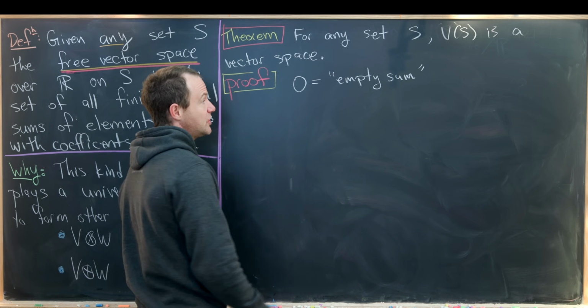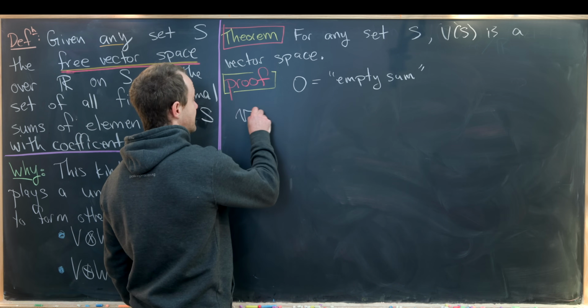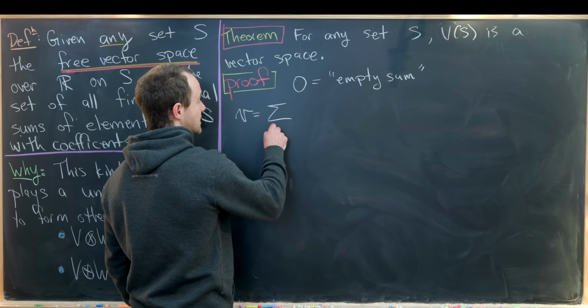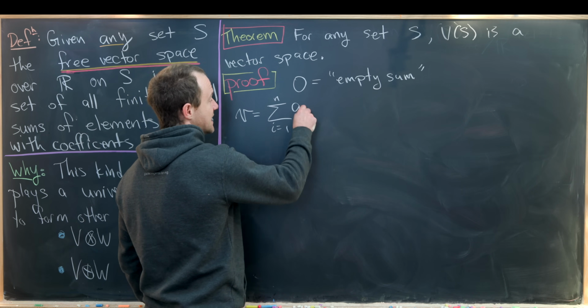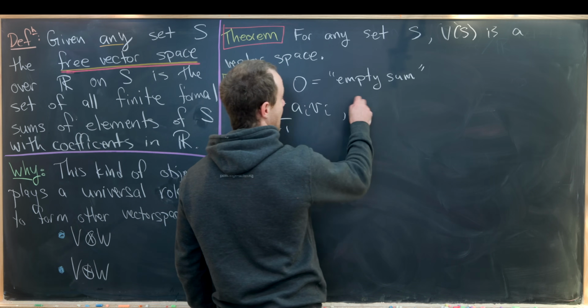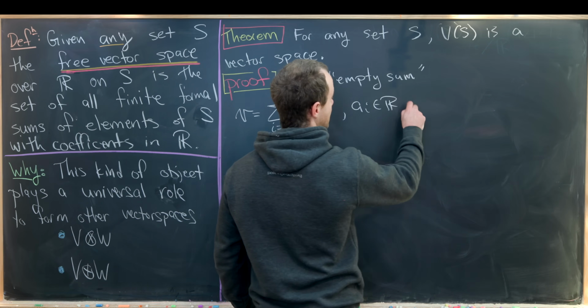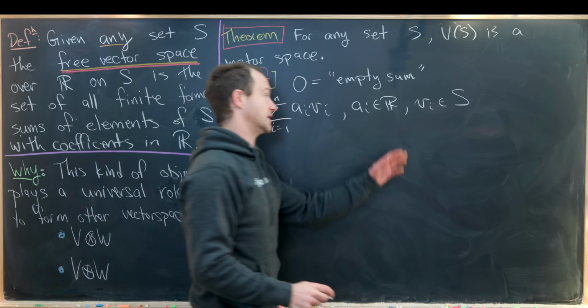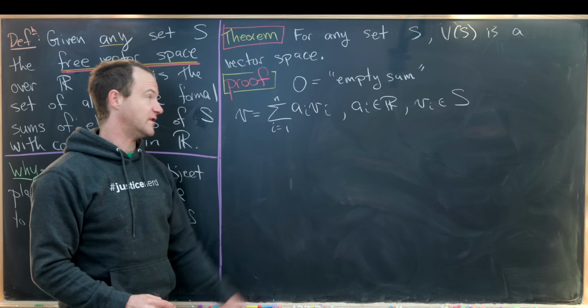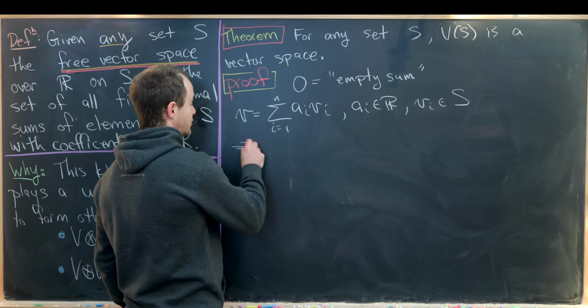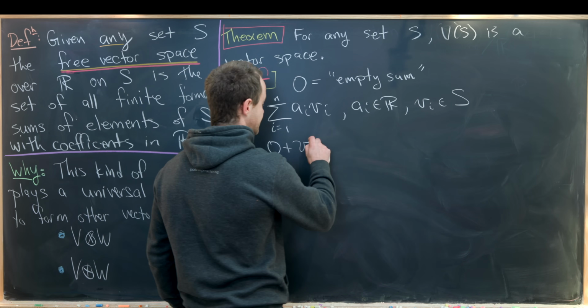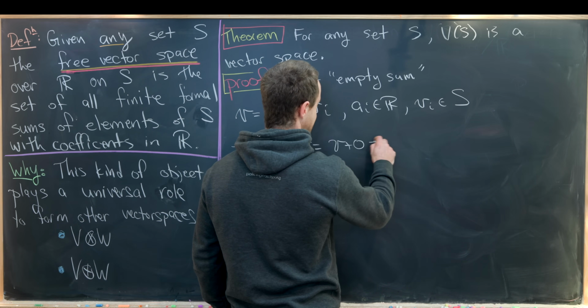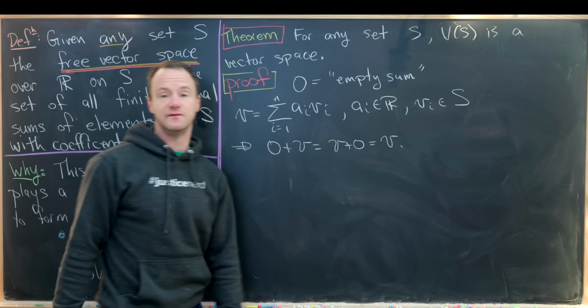And then I think you can check here that if V equals the sum as i goes from 1 to n of a_i v_i, where a_i is a real number and v_i is in S, so again, an arbitrary element from V of S, it is pretty clear that 0 plus V is the same thing as V plus 0, which is the same thing as V.